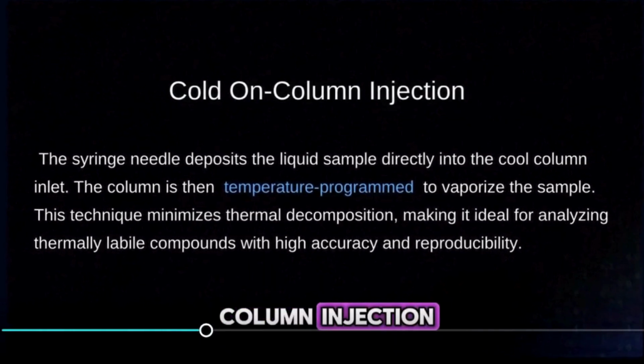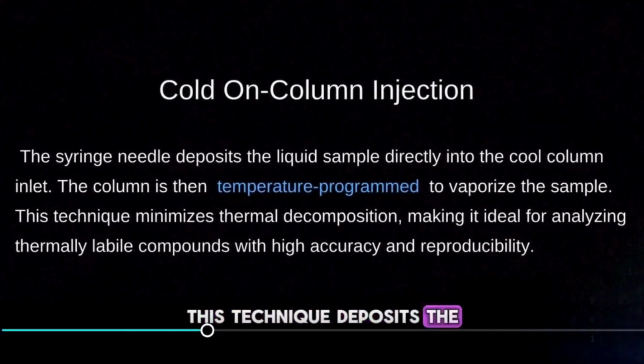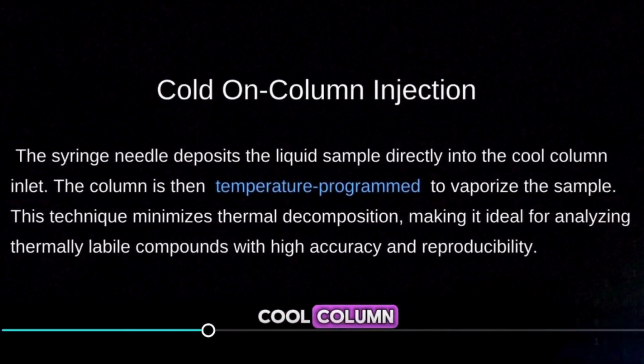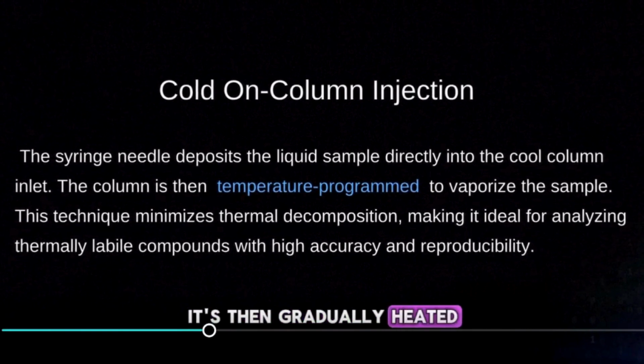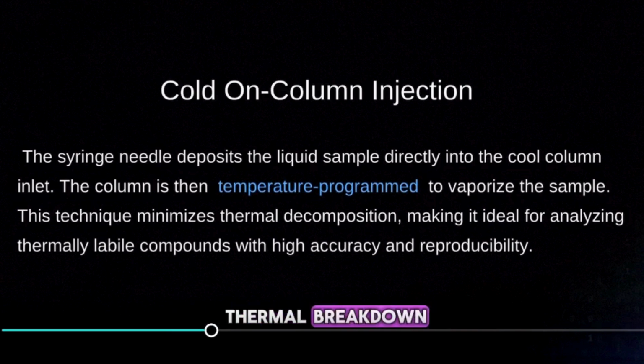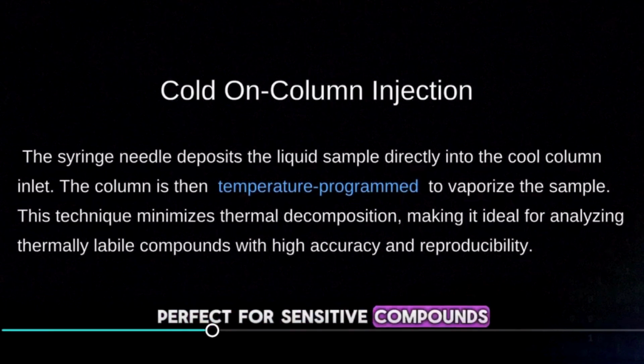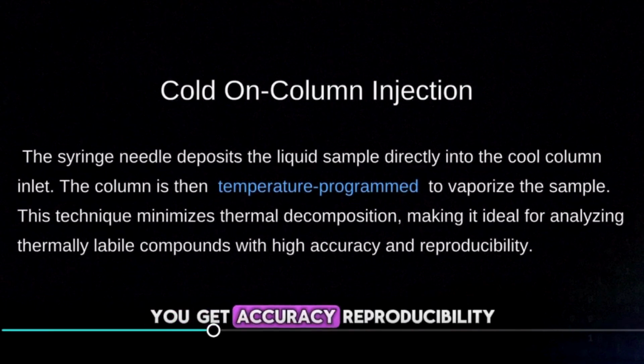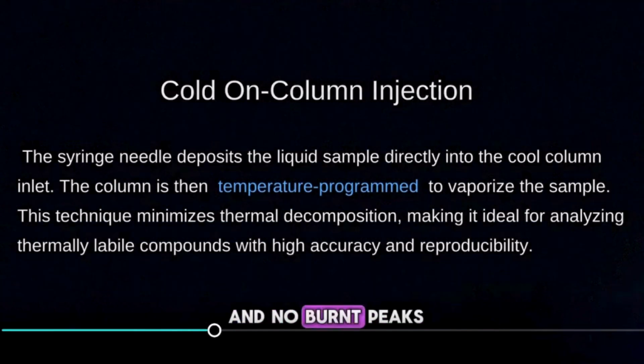Cold on-column injection. This technique deposits the sample directly into a cool column. It's then gradually heated to vaporize the analyte. This gentle approach prevents thermal breakdown, perfect for sensitive compounds. You get accuracy, reproducibility, and no burnt peaks.